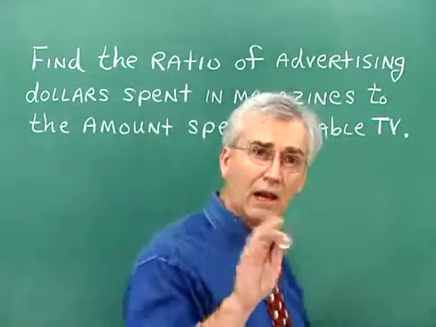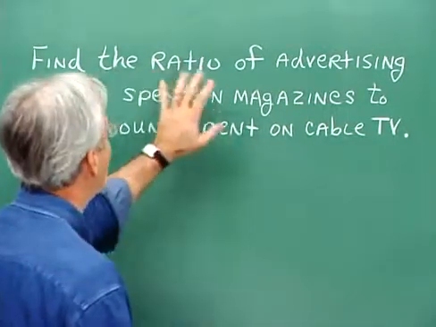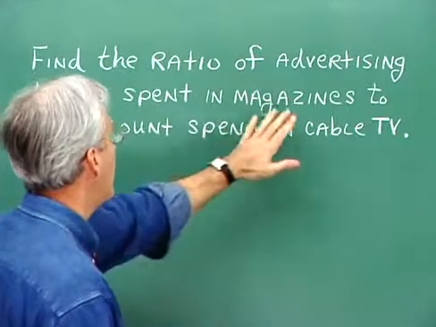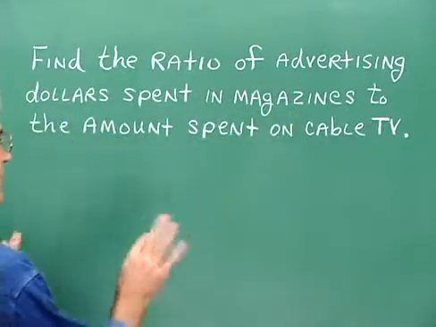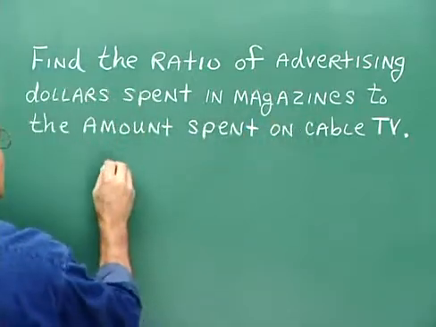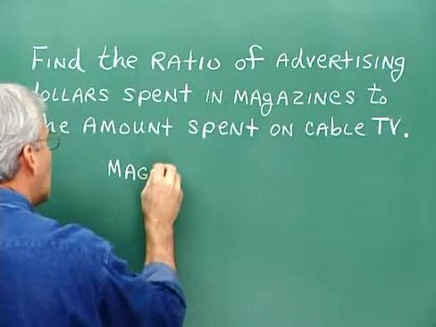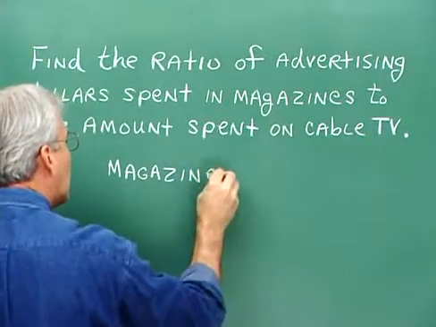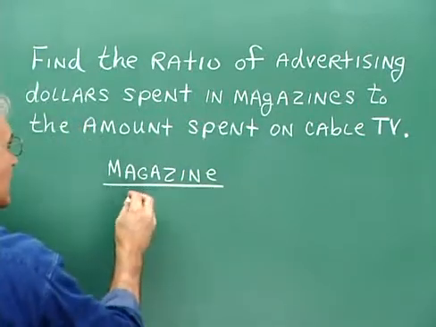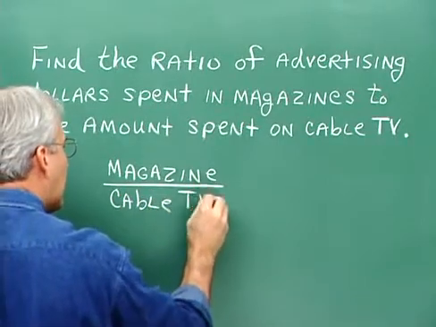For example, and I'll show you both ways here to make sure we understand this, if we want the ratio of advertising dollars spent in magazines to the amount spent on cable TV, we might do, let's see, now magazines appears in the numerator, and I'll emphasize that here. So we want the magazine ad dollars in the numerator and the cable TV ad dollars in the denominator like this.